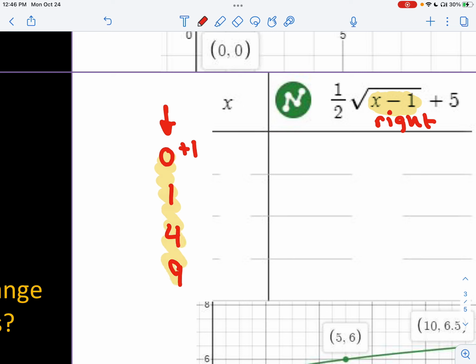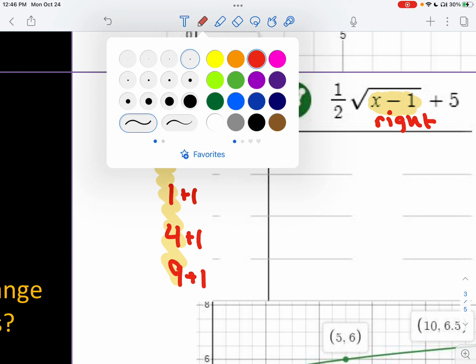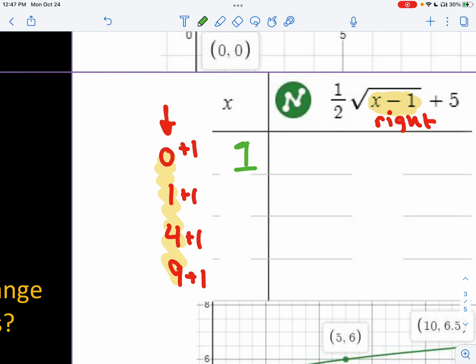We're going to do adding 1 to all of these because we know that it means to the right, and to the right means you go positively on the x-axis. So instead of 0, please pick 1. Instead of 1, please pick 2. Instead of 4, please pick 5. And instead of 9, please pick 10.